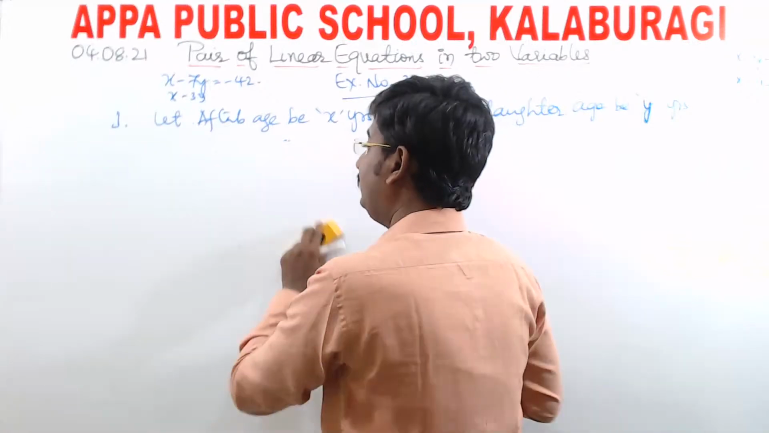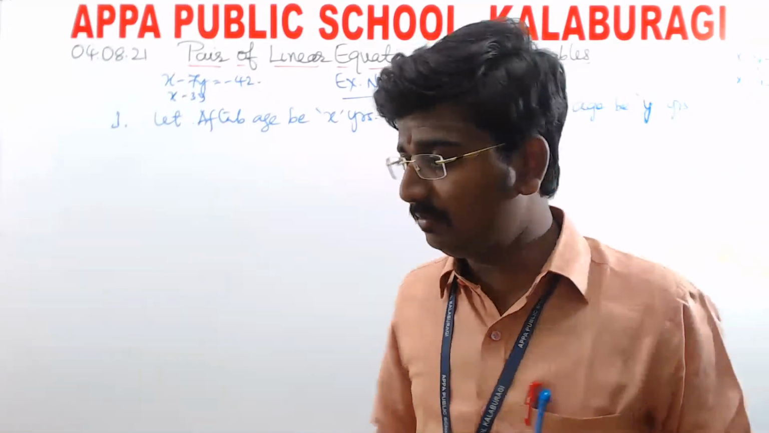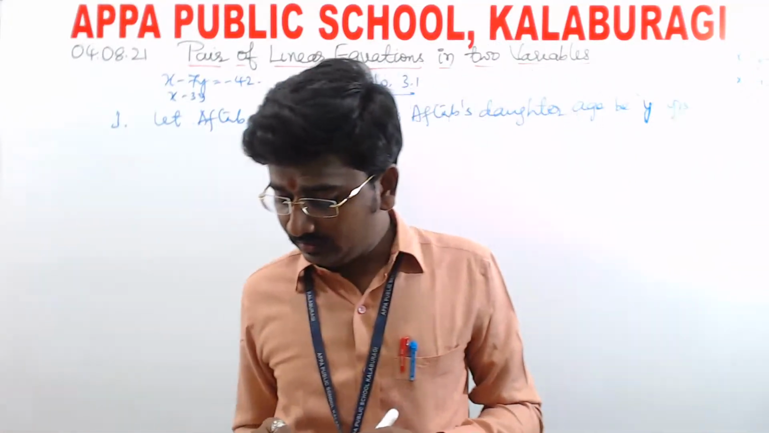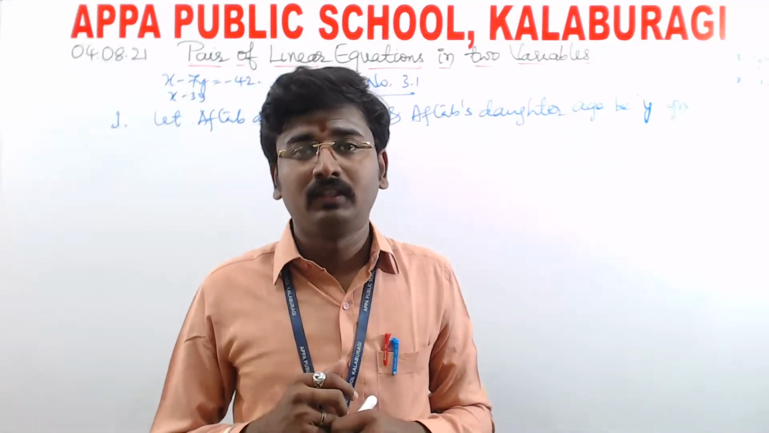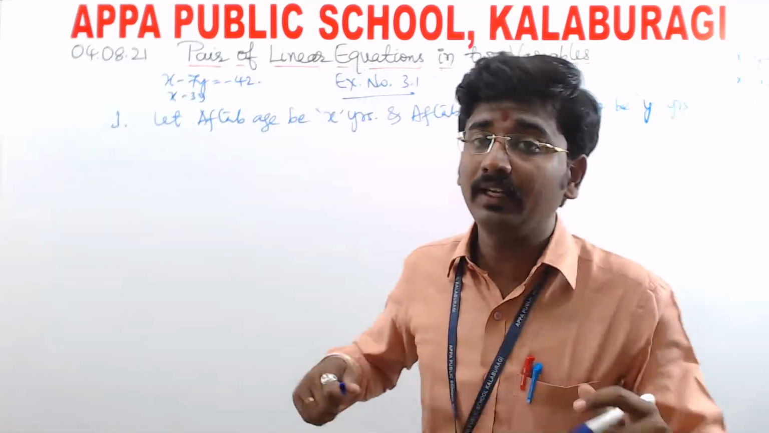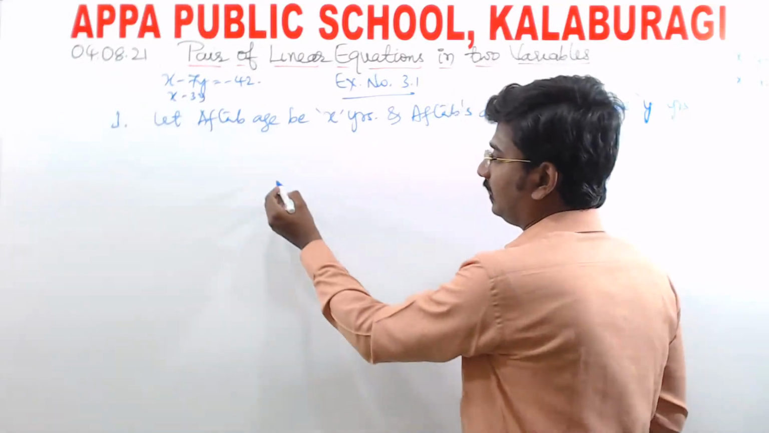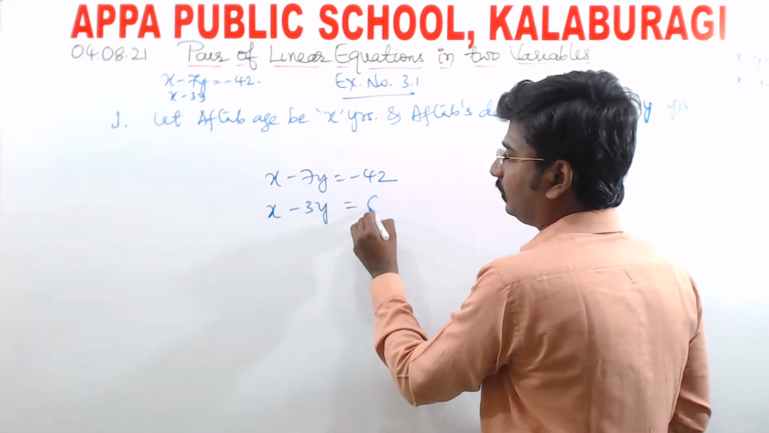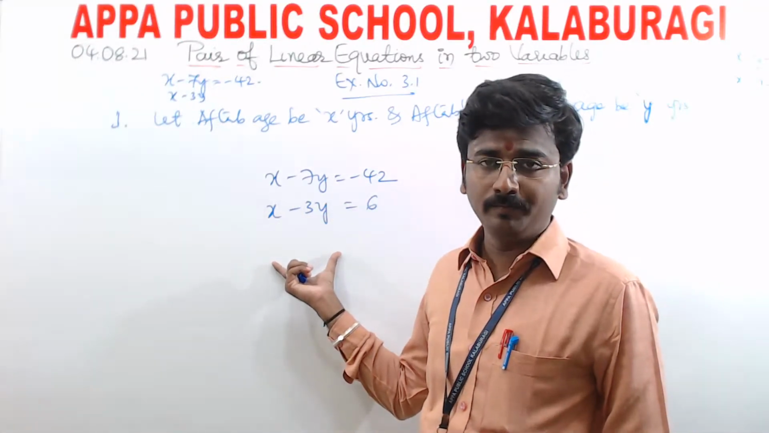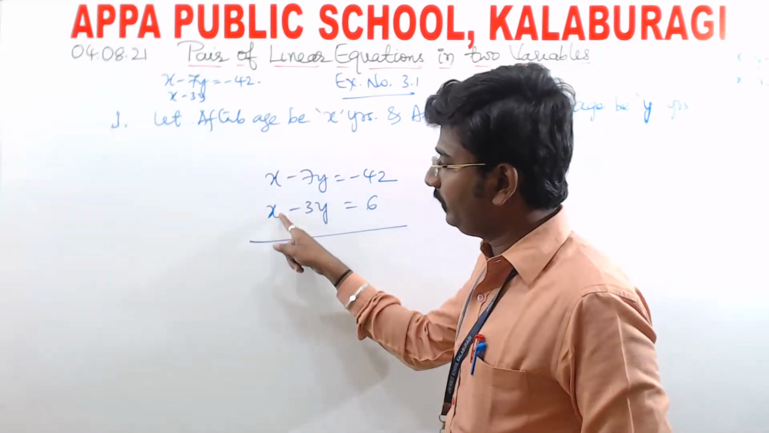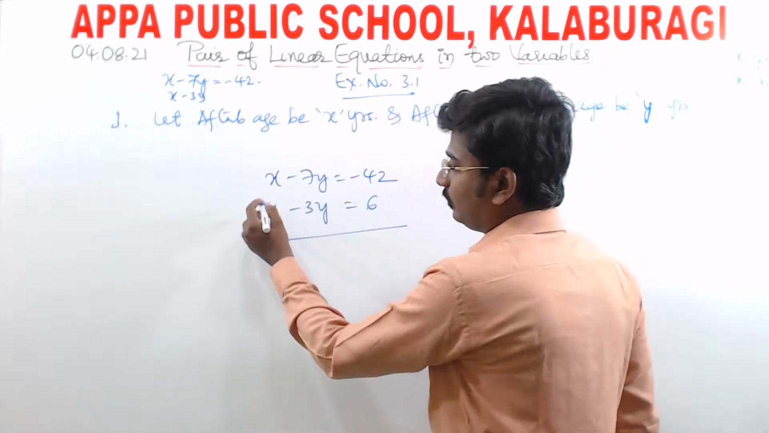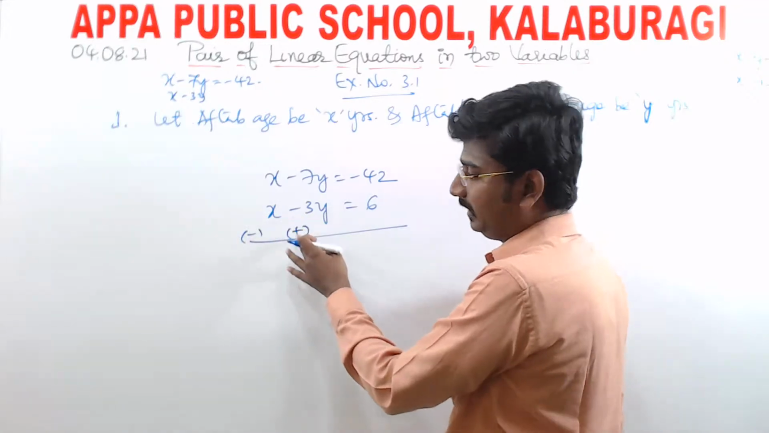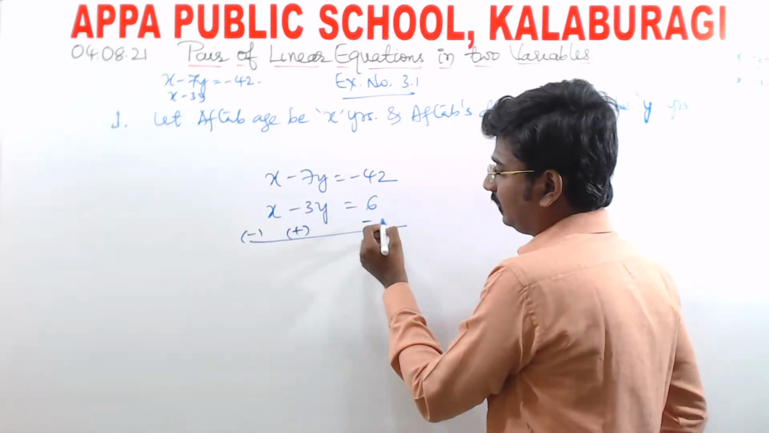Let us check what their ages would be if I apply the elimination method. In the exam, if they ask to find their ages, then apply the elimination method, because that is the most time-saving method. X minus 7y equal to minus 42, x minus 3y equal to 6. This is equation 1 and 2. When you want to apply the elimination method, the coefficients of x are the same, so if I change the sign, I can cancel.